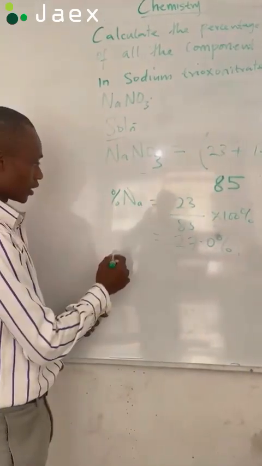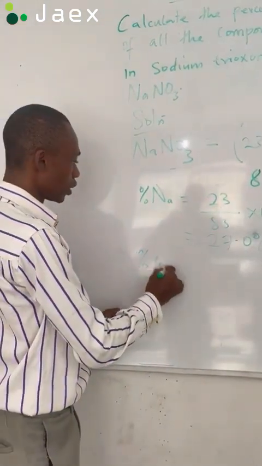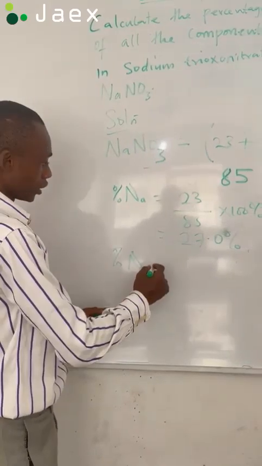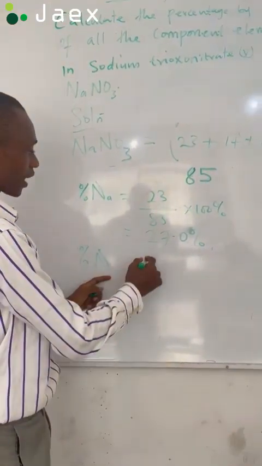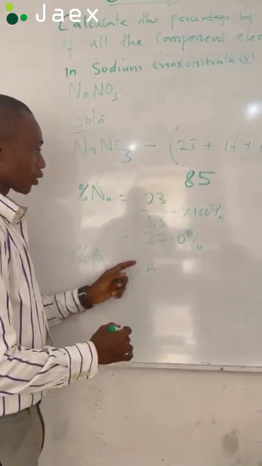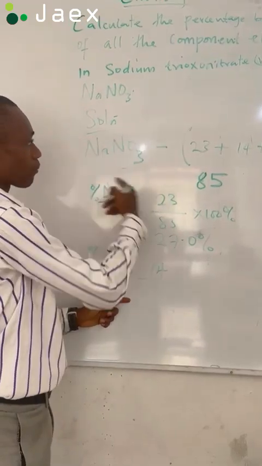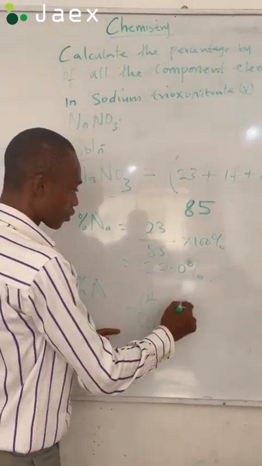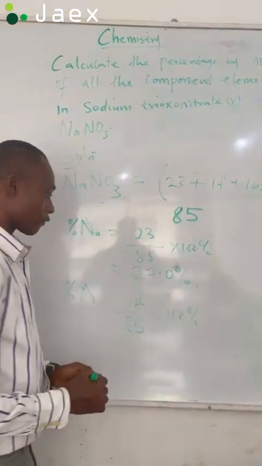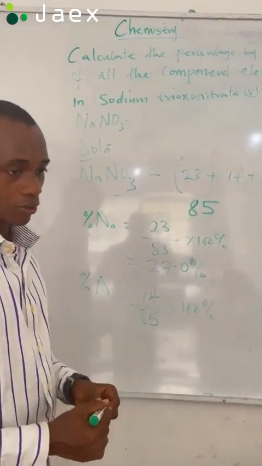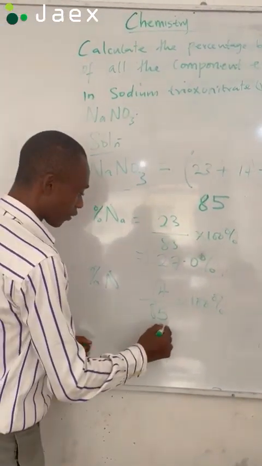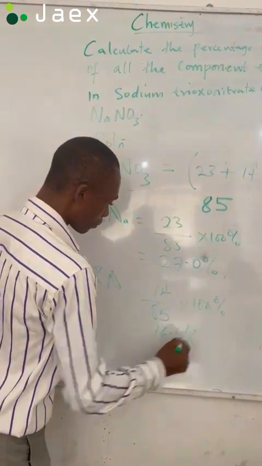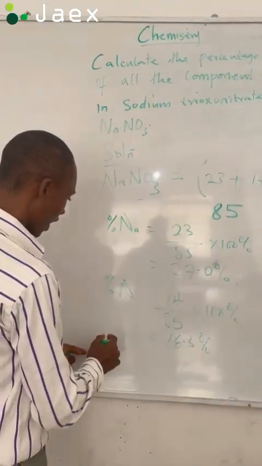Now we move to the next element, which is nitrogen. So the percentage by mass of nitrogen will be equal to the mass of nitrogen, which is 14, all over the relative molecular mass of the entire compound, which is 85, times 100%. Now 14 divided by 85 times 100% will automatically give us 16.5%. And the last step is that of oxygen.